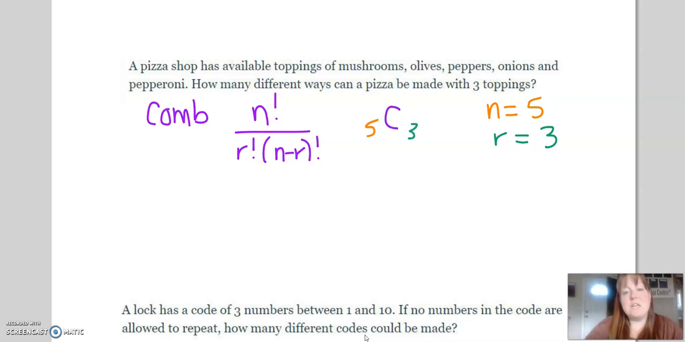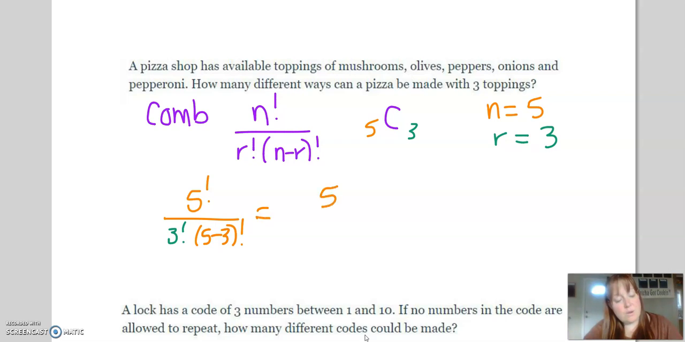This is the notation for combinations. But we can just go ahead and plug this into our formula. So we have 5 factorial on top, and then r factorial, which is 3 factorial, and then 5 minus 3 factorial. And what is 5 minus 3? Well, that's 2. So we have 5 factorial over 3 factorial times 2 factorial.